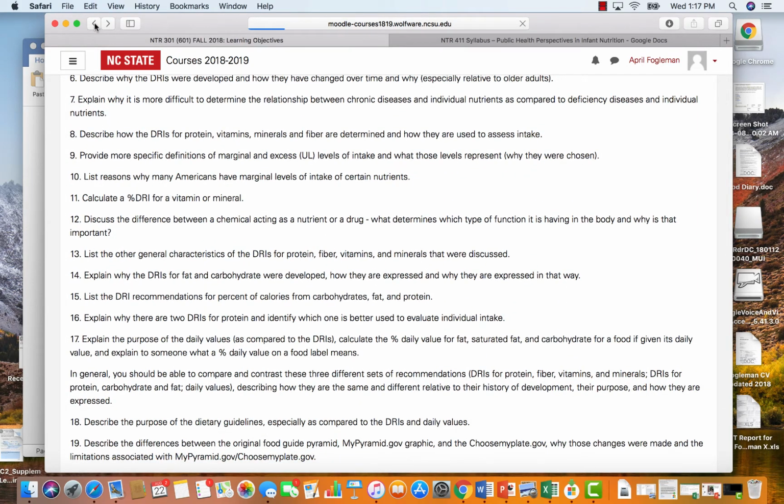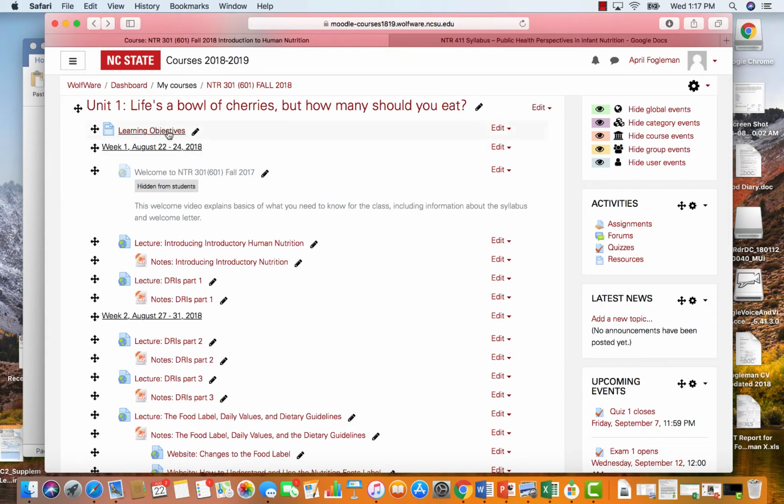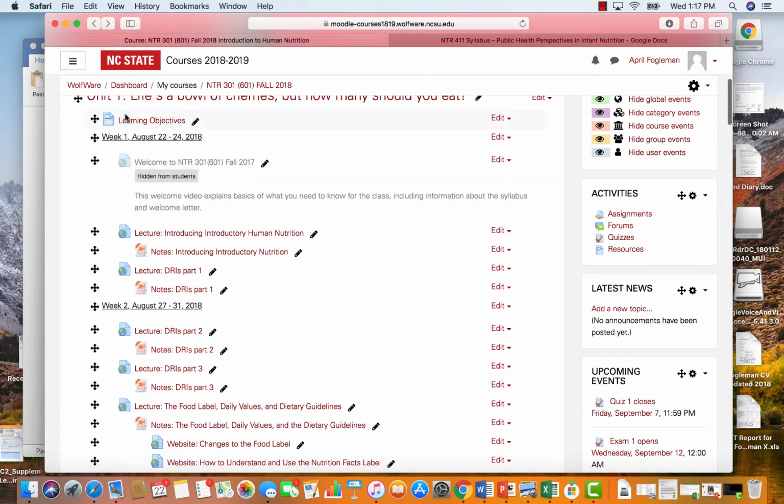Okay. So the learning objectives here, so Unit 1, Life's a Bowl of Cherries, but how many should you eat? This is basically introductory material for the course. It's a lot of material, and the introductory unit lasts a few weeks, but there's a lot of good stuff here. So there's the learning objectives.